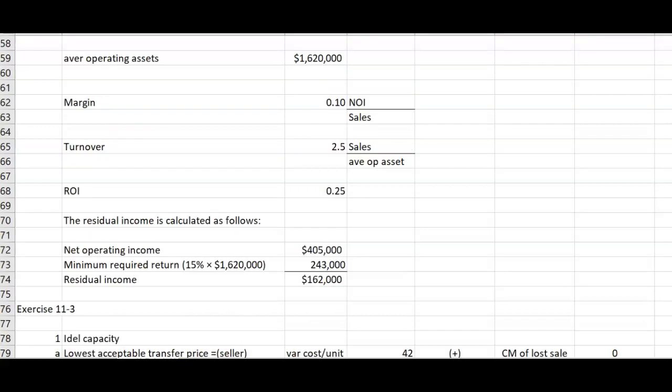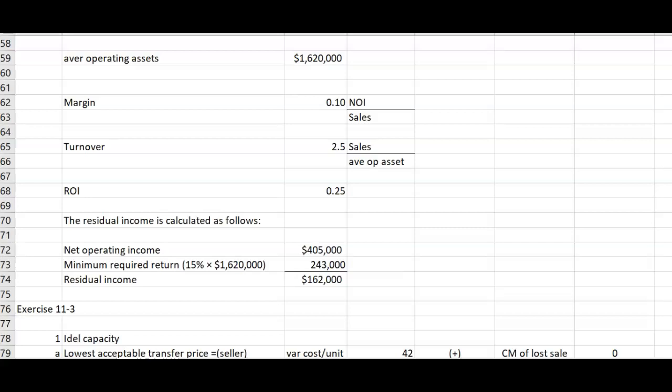In the last requirement, number 3, what is the company's residual income? The residual income for a company is the amount of excess. It's the minimum required return of 15% times $1,620,000, which is $243,000. So we would take our net operating income of $405,000. The minimum required return is $243,000.